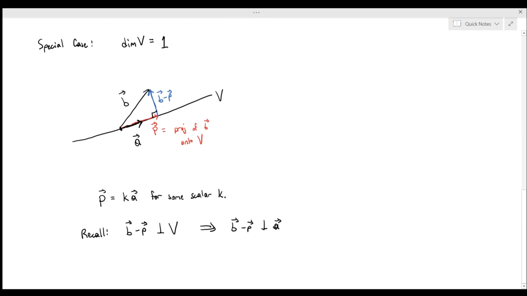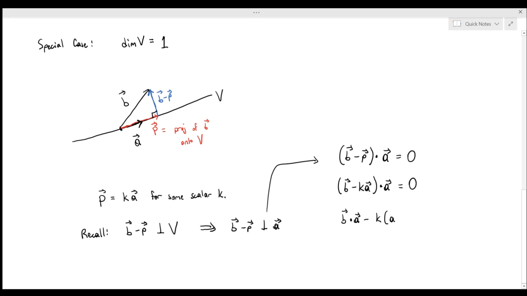And we know that for two vectors to be orthogonal to each other, that means that their dot product must be equal to 0. Okay, so what I'm going to do with that equation is replace P with Ka. All right, and then if I distribute the A into the parentheses, we get B dot A minus k times A dot A equals 0. And rearranging this equation, you can solve for k.